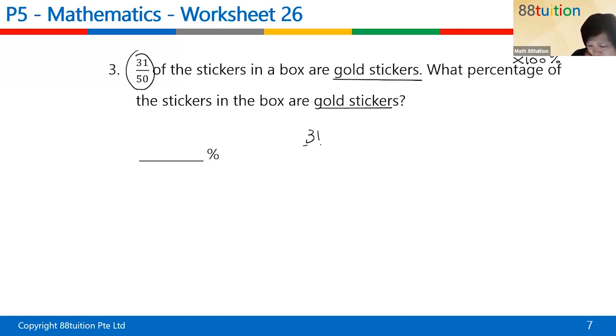So 31 over 50 times 100%. Then after that, divide by 50, 100 divided by 50 is 2. So 31 times 2 will give you 62%. You must write down the percent.